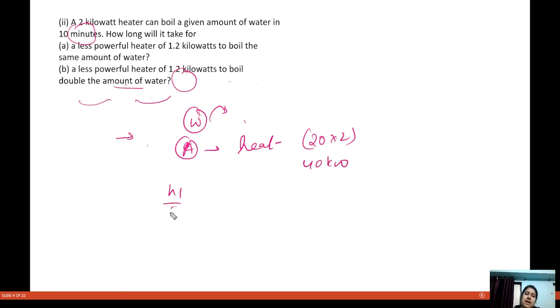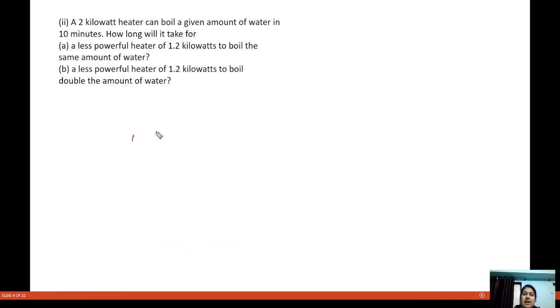So now H1 by H2 is equal to T2 by T1. Now what is H1? 20. What is H2? 40. What is T2? T2 is 1.2, and what is T1? That is 2. Sorry, we need time here. So sorry, what here: H1 by H2 is equal to T1 by T2.